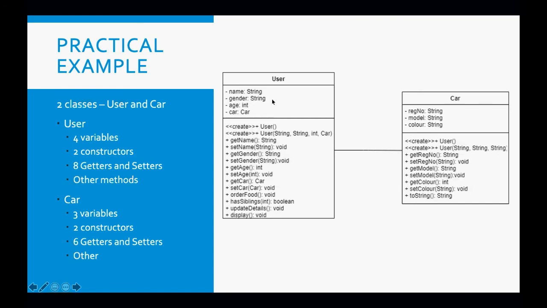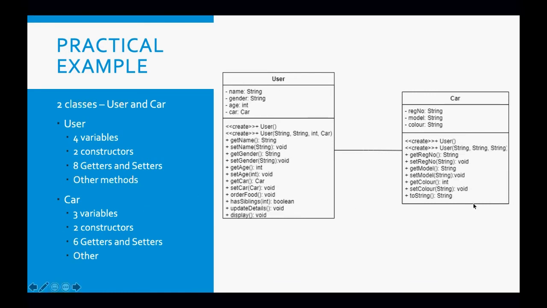So for the user class, we have four variables. We have a name, gender, age, and we also have the car, which is a car class, as a variable. And we have these two constructors and all these methods. For the car as well, we have 3 variables and we have all these methods. So we have 4 variables, 2 constructors, 8 getters and setters, other methods, and the same thing for the car.